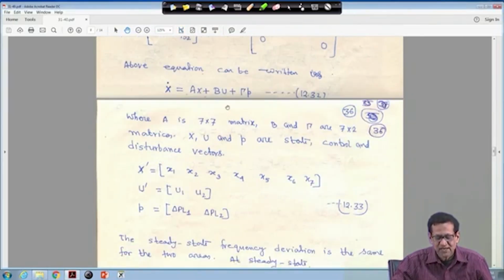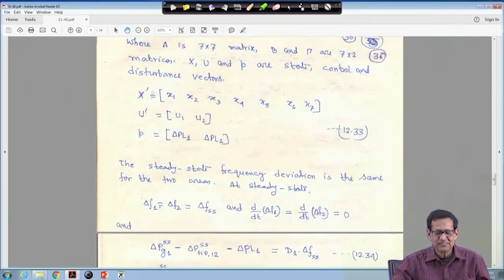Now, A is a 7 into 7 matrix, B and gamma are 7 into 2 matrices, and X, U, P are the state, control and disturbance vectors. So X transpose is equal to x1 through x7, U transpose is U1, U2, and P, the disturbance vector, is delta PL1 and delta PL2, right.